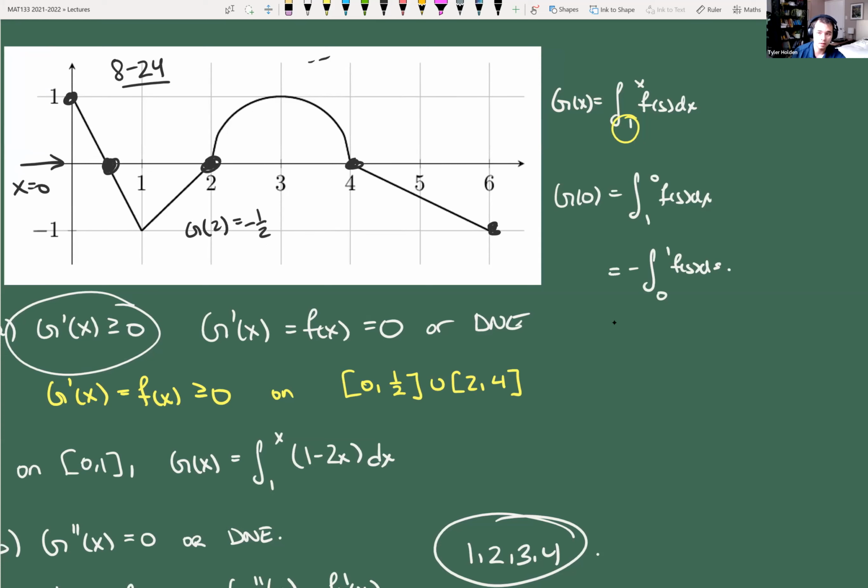And those 3 at 1/2, 2, and 4 are the critical points of capital G by the fundamental theorem of calculus, right? By this equation right here. No, at 1 and 3, those are critical points of F, and so potentially inflection points of G, right? Yeah.